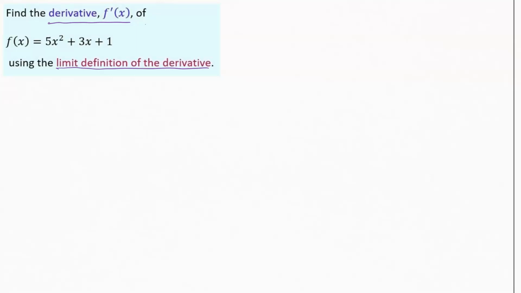The limit definition of the derivative, so your derivative f prime of x is equal to the limit as h approaches 0 of f of x plus h minus f of x, all over h. So we have to use that definition to find out what our derivative value actually is.